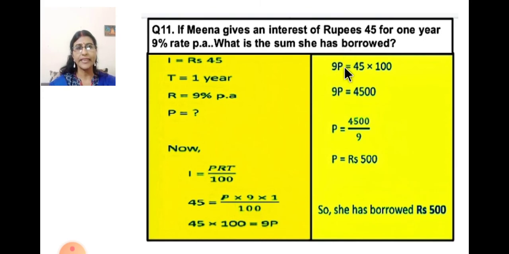So next step, 9P we will write on the left side because we have to find out the value of P. So 9P is equal to 45 into 100, which is 4500. And then P is equal to, 9 is multiplied by P, so when we bring it here, it will be divided. So 4500 divided by 9, you reduce it, you will get rupees 500. So she has borrowed rupees 500. So this is the answer.